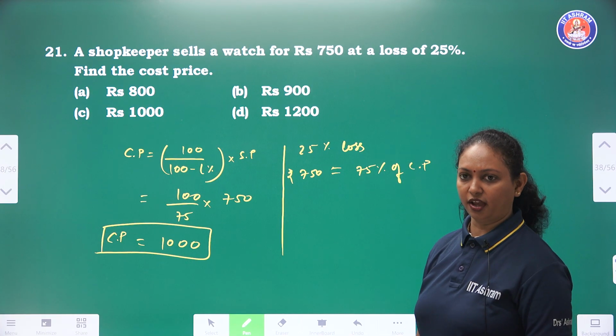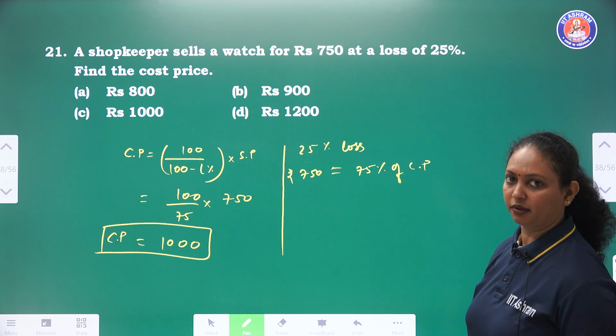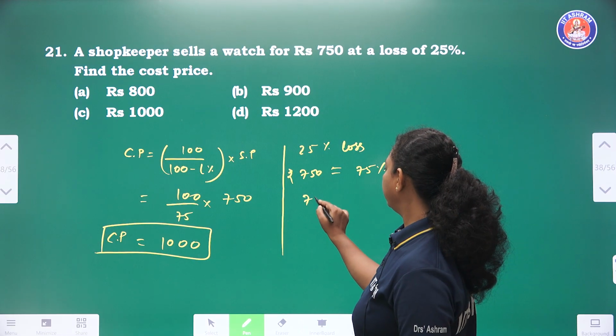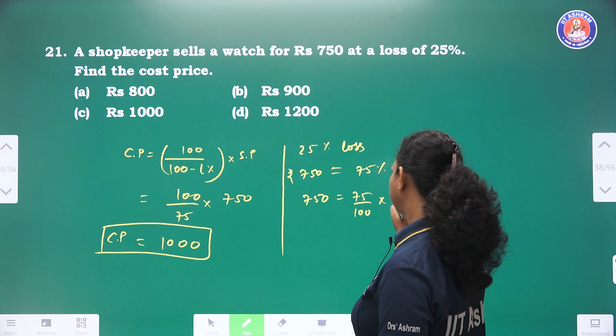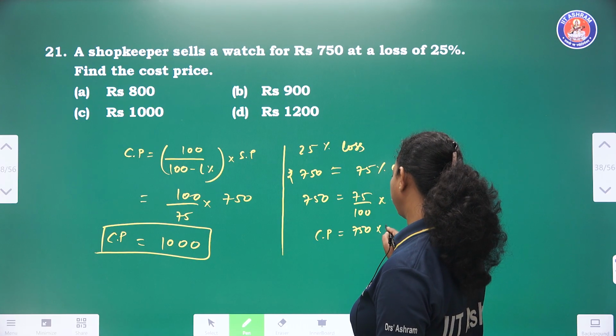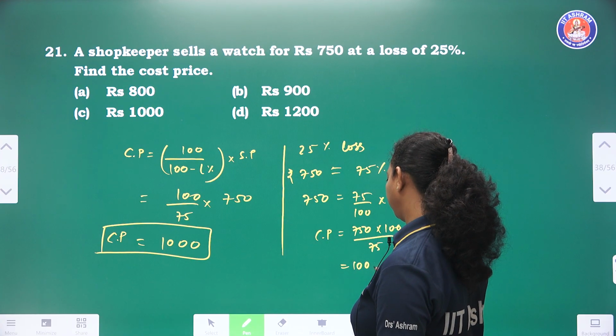20% लॉस हो रहा है, इट मीन्स दैट जो भी मिल रहा है वो कॉस्ट प्राइस के कितने परसेंटेज के बराबर है? 75. और मिल कितना रहा है हमें? 750. सो सिंपली वी विल राइट 750 इज इक्वल टू 75 अपॉन 100 ऑफ CP. सो CP इज इक्वल टू 750 into 100 upon 75. So that is equal to again 1000 rupees.